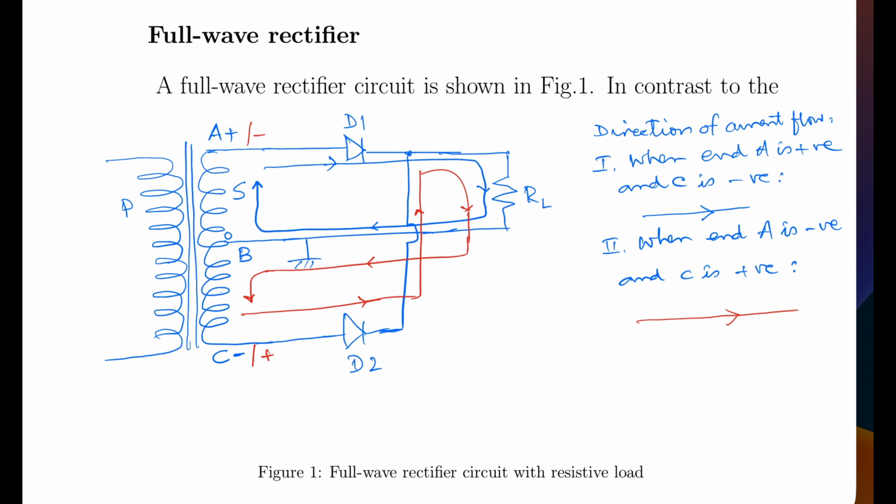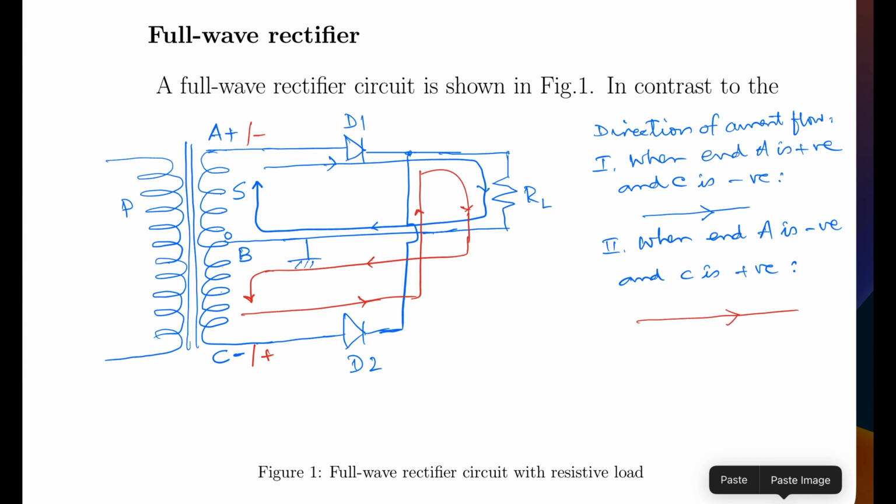So we see that in each half of the alternating cycle, only one diode conducts and the other remains cut off. The current flows in both the halves through the resistor from its top end to the bottom end. Clear? So this is how the current flows in the circuit. In the resistor, it flows in the same direction all the time.